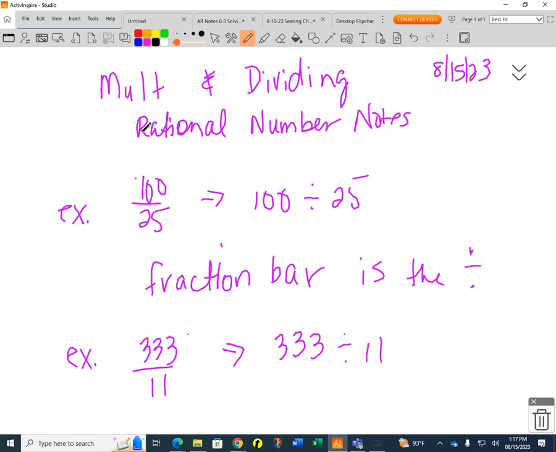Okay, so now we're going to practice entering something that has a negative. But it's also a division problem. So let's look at another example. Negative 425 over 15. So that is a division problem.